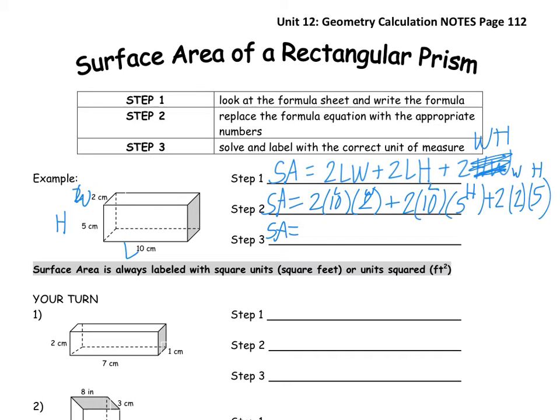Alright, so 2 times 10 is 20. 20 times 2 is 40. 2 times 10 is 20. 20 times 5 is 100. Notice how I'm taking another step just to multiply those numbers together. 2 times 2 is 4. 4 times 5 is 20. Now last step will be to add everything up. So 140, 160, and it's still area, so we'll square it. Remember, area, square area.